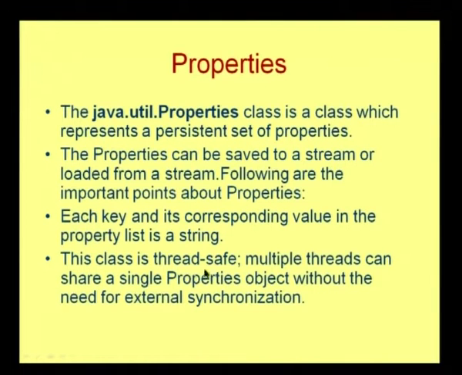This class is thread safe. Multiple threads can share a single properties object without the need for external synchronization. So, one is that it represents a persistent set of properties. What is a persistent set of properties? Persistence is this: if the data only resides till the program execution, then it is said to be transient. The data that even exists after the execution of the program is said to be persistent.